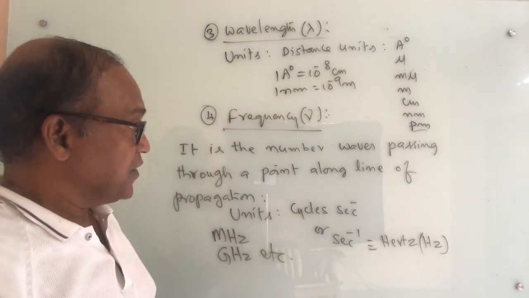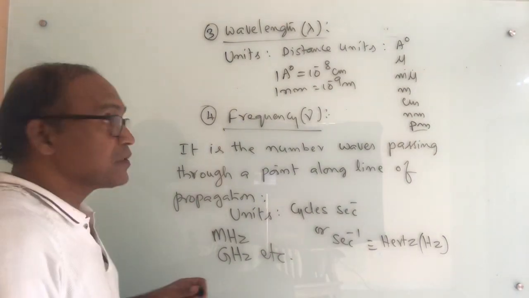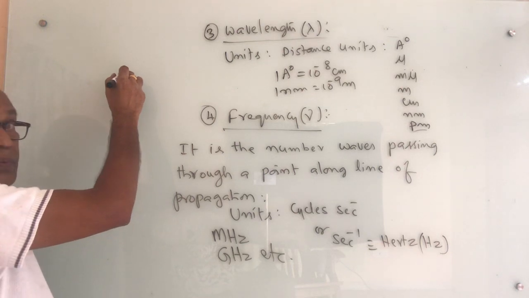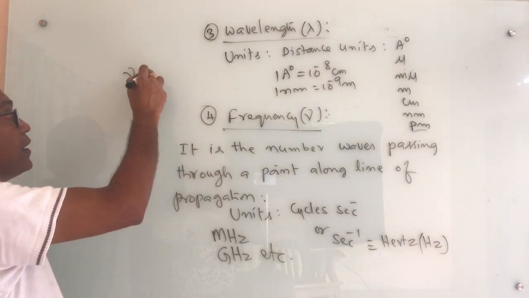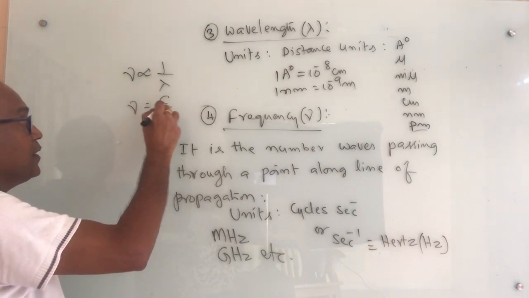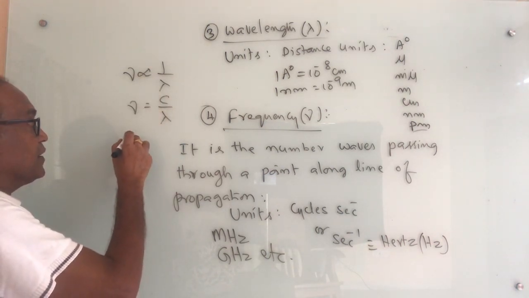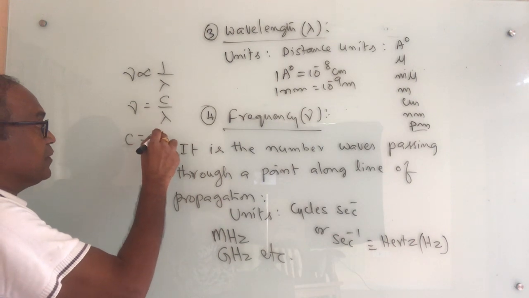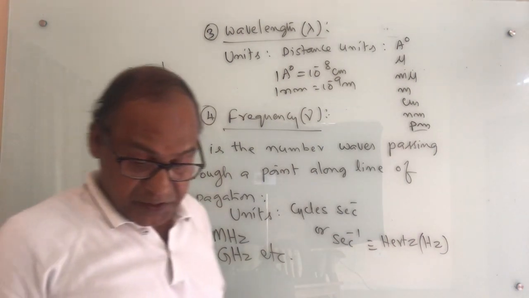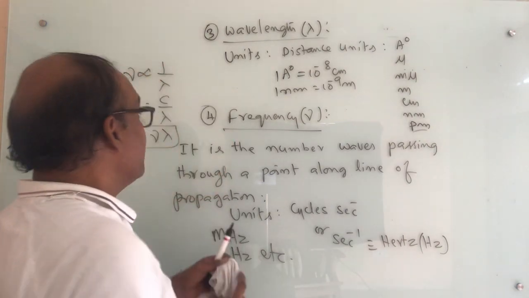So the relationship between nu and lambda is an inverse relationship. Nu is proportional to 1 by lambda, and c is the proportionality constant. c itself is nu into lambda. That is the relationship between wavelength and frequency.